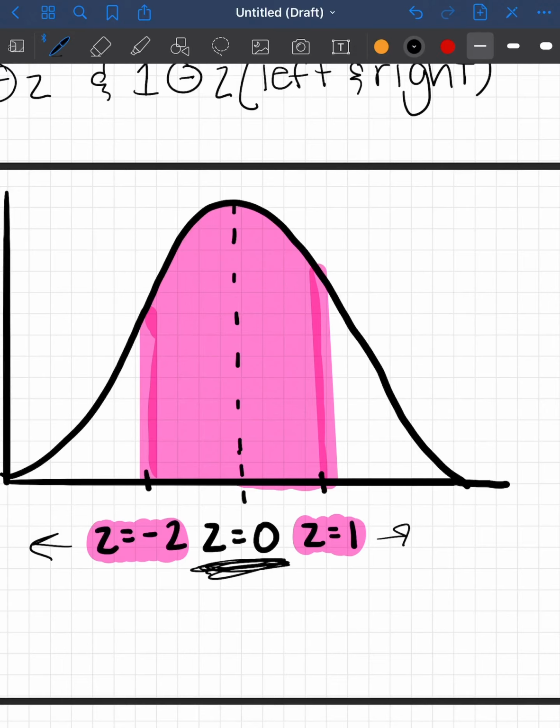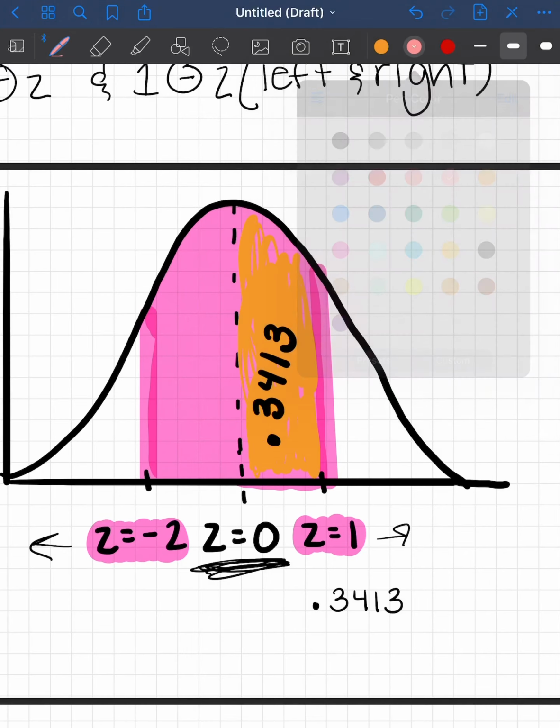The first one, mean to z, that is associated with a z-score of 1 is 0.3413. So what we have just found is the area from the mean to the z-score of 1. This section here is what we've just found by looking at the mean to z on the graph, and the area in that section is equal to 0.3413.